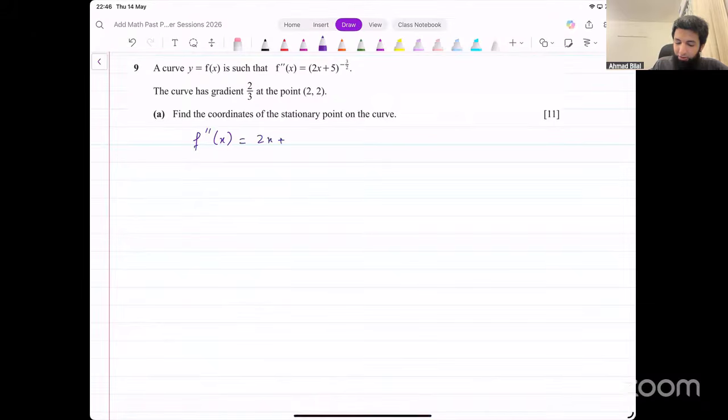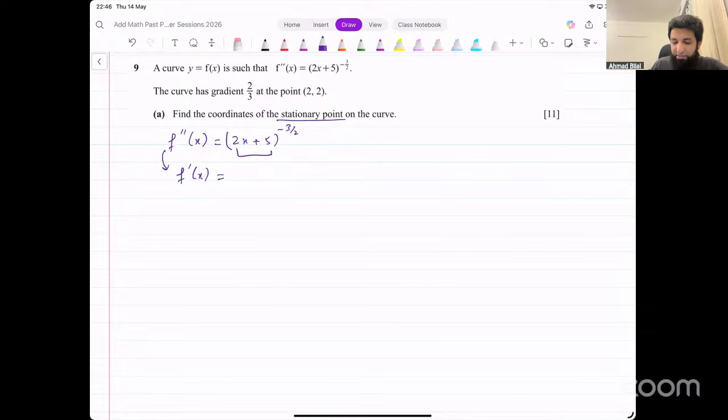Now, how do you find a stationary point for any function? You put the first derivative equal to 0. That's how you find the stationary point for any function. So you integrate and find the first derivative from this. This is the second derivative, right? So to get to the first derivative from this, you integrate the function f prime of x, f dash of x. How do you integrate this?